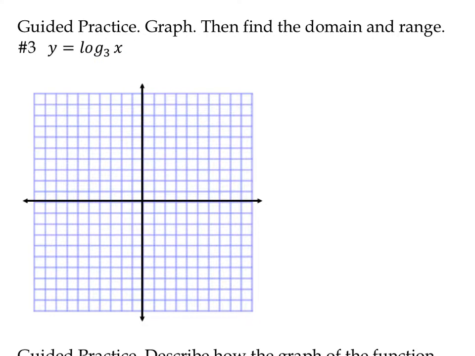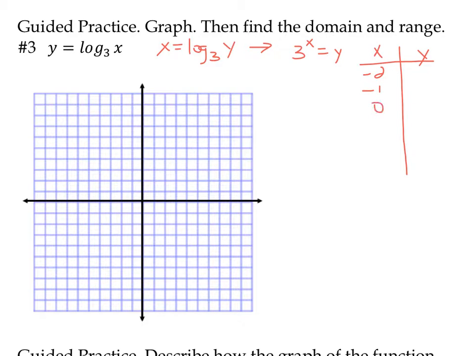So the first thing we're going to do is switch x and y. So we have x equals log base 3 of y. And then that we can write as 3 to the x equals y. So I could get a table of values for 3 to the x equals y. I can put in some x values and get some y values out. Like we did when we graphed these before, we can use -2, -1, 0, 1, and 2.